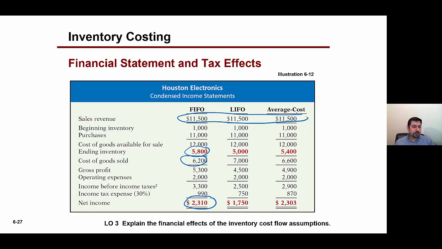Now, LIFO is the other way around. LIFO has the highest cost of goods sold. As a result, it will have the lowest net income. Companies, in general, try to boost their net income and show the highest possible net income for several reasons. One of them is that management compensation in many cases is performance based, which means that the better the company is doing, the higher the compensation of management. So this is why they try to get the highest net income.